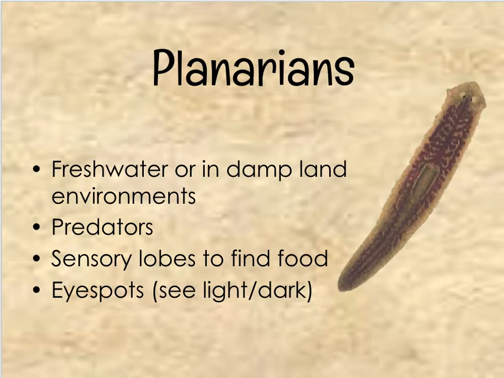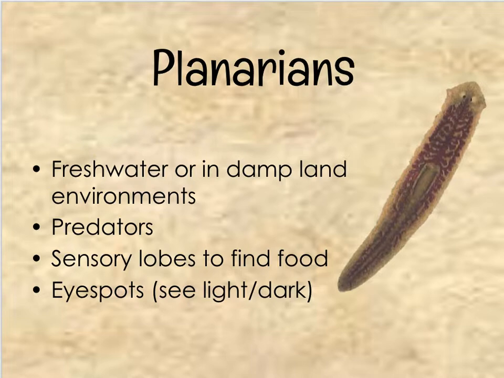They also use these things called sensory lobes, which are these little ear-looking things on the side of their head, to help them find their food. They sense vibrations in the water and then can determine with their eye spots and with those sensory lobes where other critters are and then go after them. So those eye spots are not truly eyes like yours and mine. They just sense light and dark, but that does help them in their effort to find things to eat.